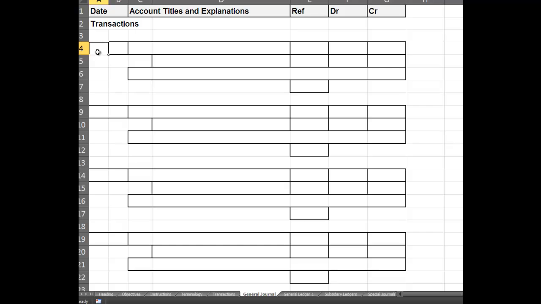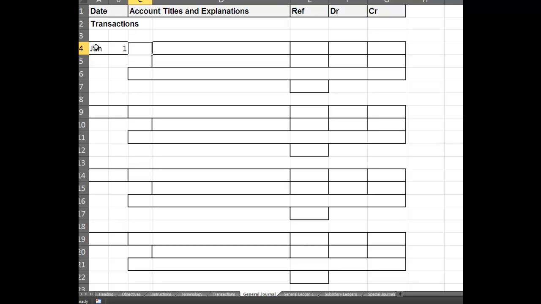The first item happens on the 1st, and let's call it January the 1st. So let's go January 1. And what is that transaction? It's sell inventory on credit to client 1. So you're making a sale.